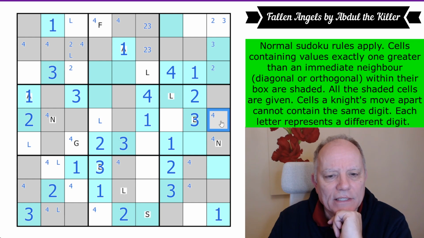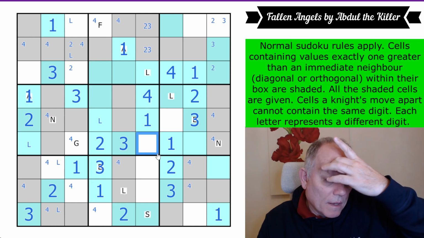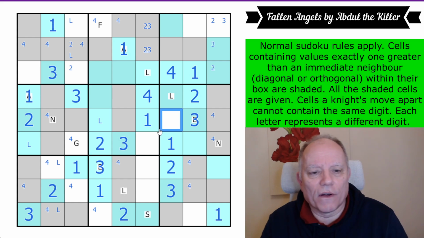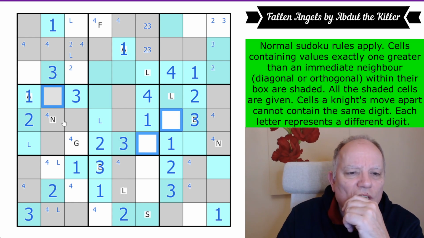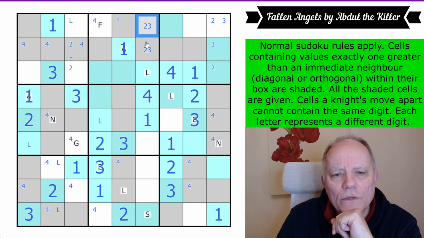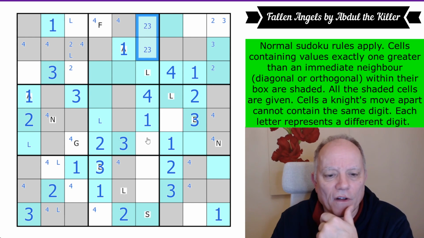Have I coloured any letters? Yes, I've coloured an L. So L's can't be blue. If that was a 5, it would now make that a 5 and that a 5. And that would make N a 4. That's quite interesting. Oh, those aren't blue either. So 5's in one of those. Sorry, those are blue because they're not 5. 5's in one of those.